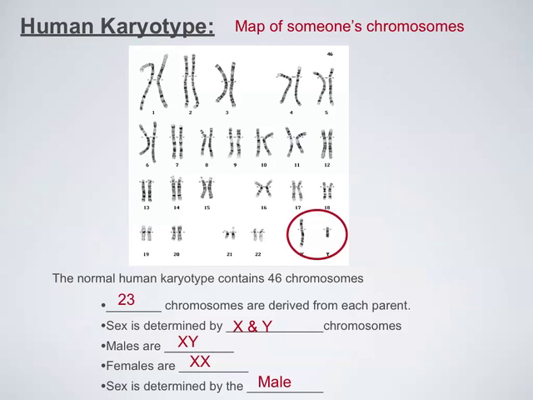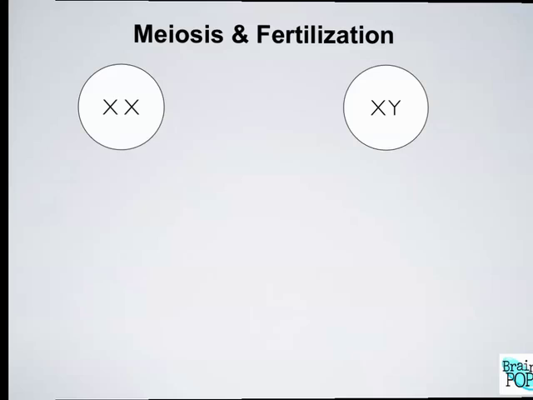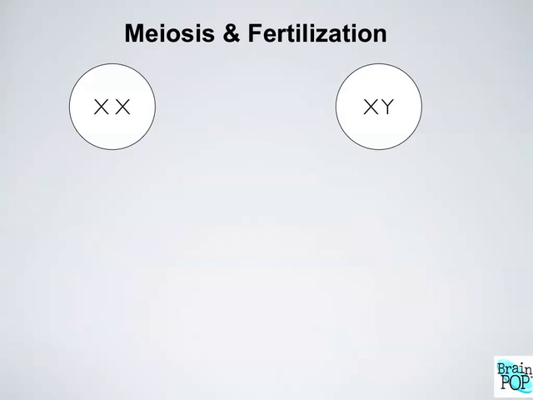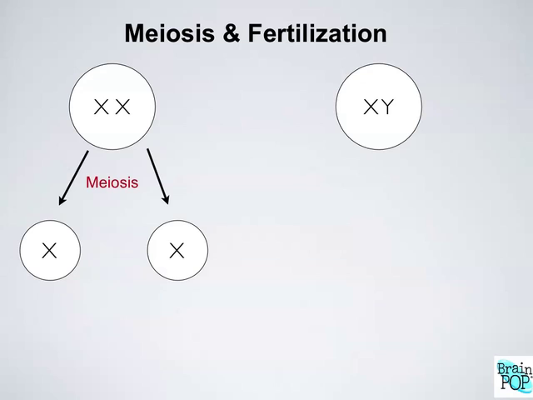Next slide. Because if we have cells, so this will be a cell from what? Female. A female. This is a cell from a male. We know from our last unit, in meiosis, chromosomes get separated. But what sex chromosome can a female give to her egg cells? X. Only an X. Every egg cell has an X chromosome in it.